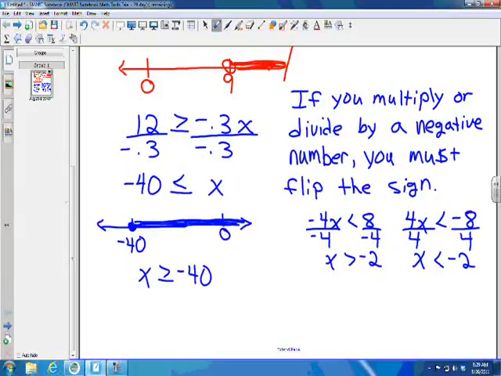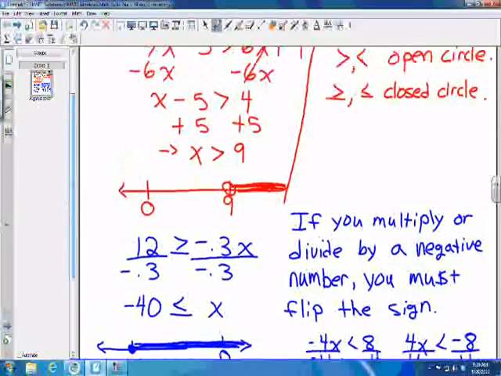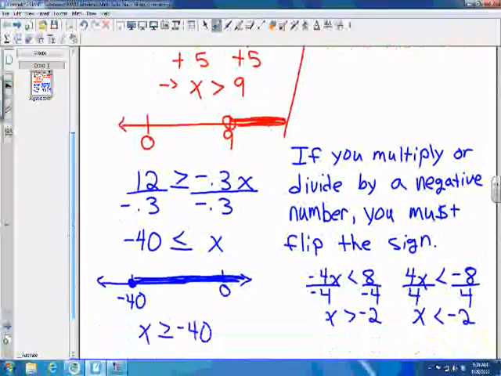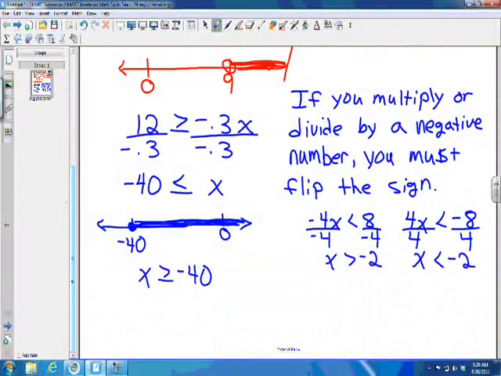And those are pretty well the only 2 rules or 2 differences, is you've got to know that for shading, the open or closed circle, and then the multiply or divide rule. Everything else is pretty much the same as equations.